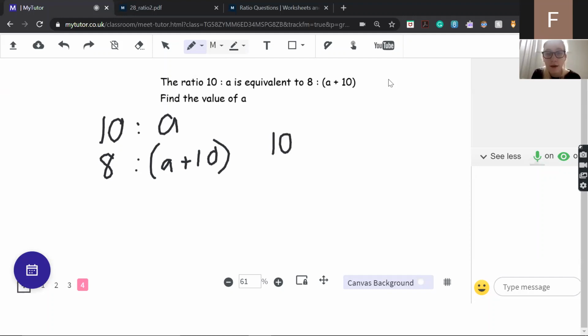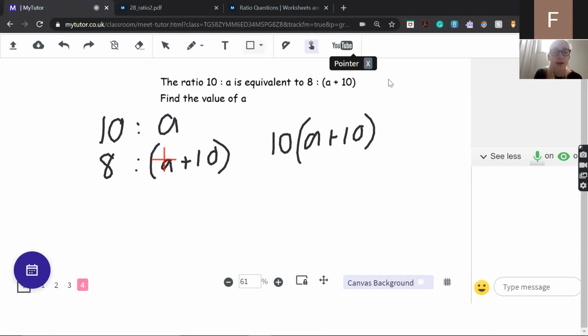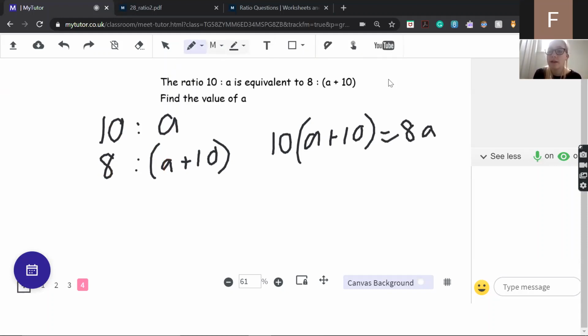So 10, I'm not doing the arrows this time, so let me know if it's 10 lots of a plus 10. So going this way is going to be equal to this way. So 8a. Right, so now I'll just multiply out this side. So we get 10a plus 100. So multiplying both bits by 10 is equal to 8a.